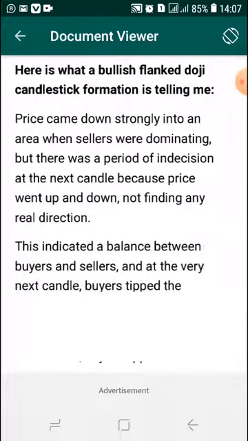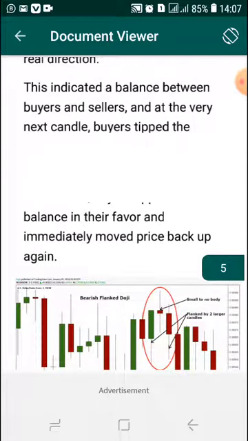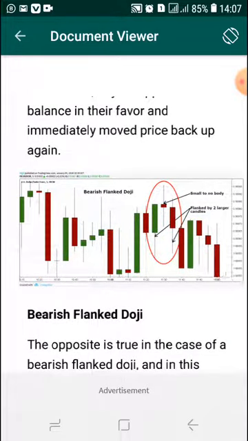What is a bullish doji candle formation telling us? The price came from down strongly into an area where sellers were dominating, but there was a period of indecision at the next candle because price went up and down, not finding any real direction. This indicates a balance between buyers and sellers, and at the very next candle, buyers tipped the price in their favor, and then again moved the candle to the upside.